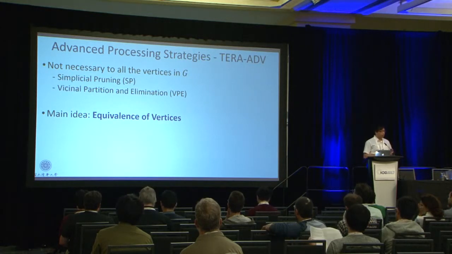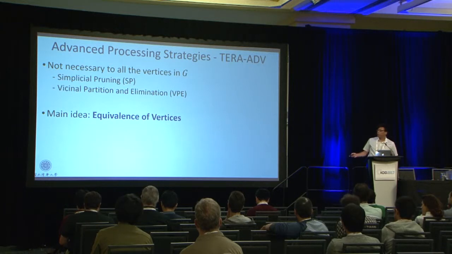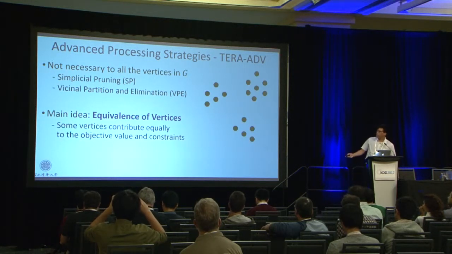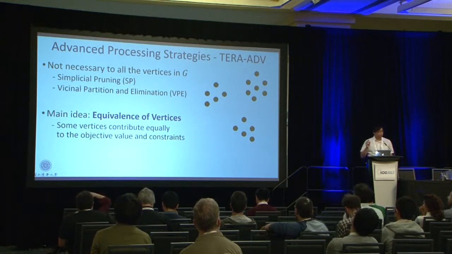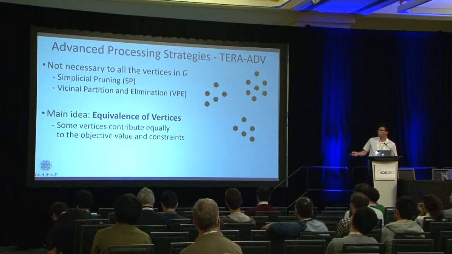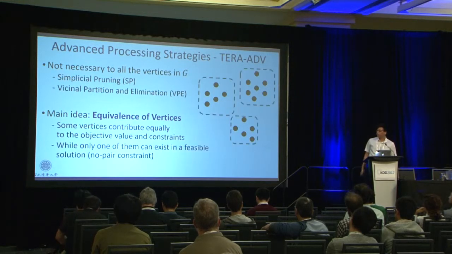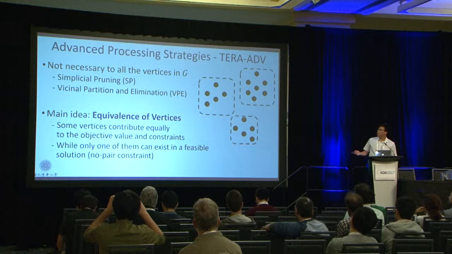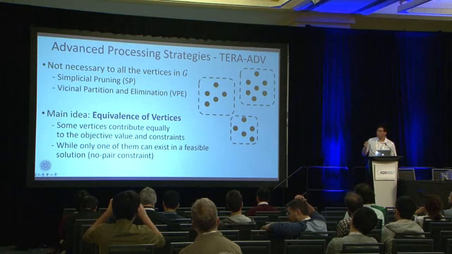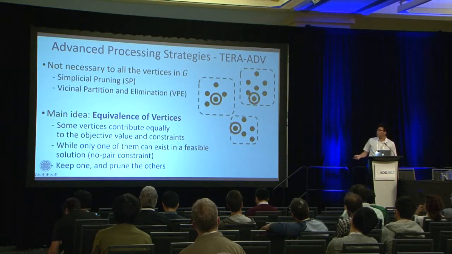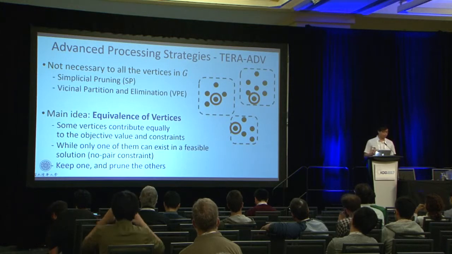These two strategies work differently. However, they are both based on the main idea of the equivalence of vertices. Indeed, in every instance of the MkTG problem, we found that some vertices contribute equally to the objective value and constraint. So we group them together, and we found that only one vertex out of each group can be in a feasible solution due to the no-pair constraint. So we simply keep one and prune the others.